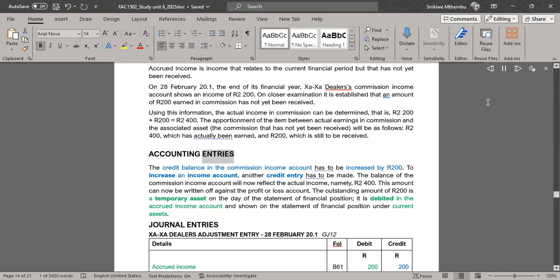Accounting entries. The credit balance in the commission income account has to be increased by R200. To increase an income account, another credit entry has to be made. The balance of the commission income account will now reflect the actual income, namely, R2,400. This amount can now be written off against the profit or loss account. The outstanding amount of R200 is a temporary asset on the day of the statement of financial position. It is debited in the accrued income account and shown on the statement of financial position under current assets.